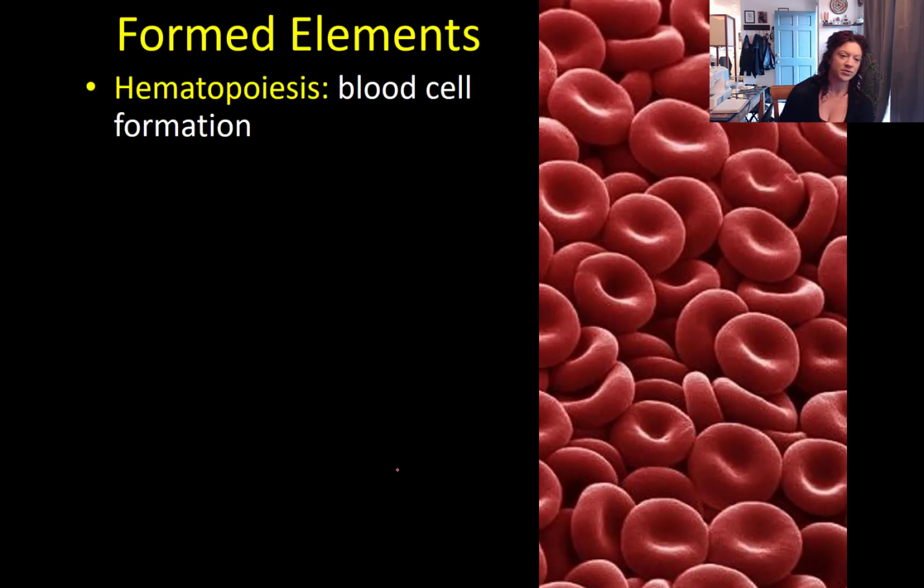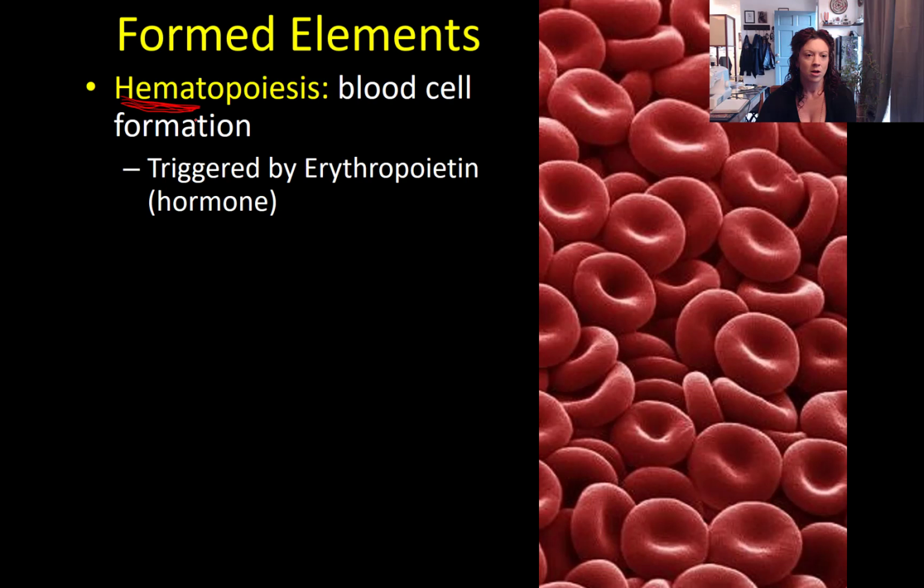All right, so we've talked about our formed elements. Now we need to talk about where they come from. The process of blood cell formation is called hematopoiesis. Think heme, hema, think of this prefix as meaning blood. What triggers blood cell production is a hormone called erythropoietin.